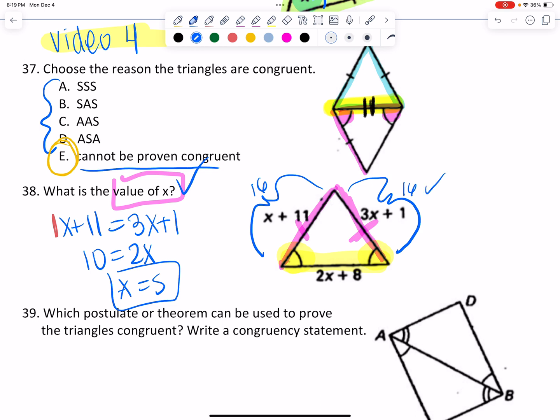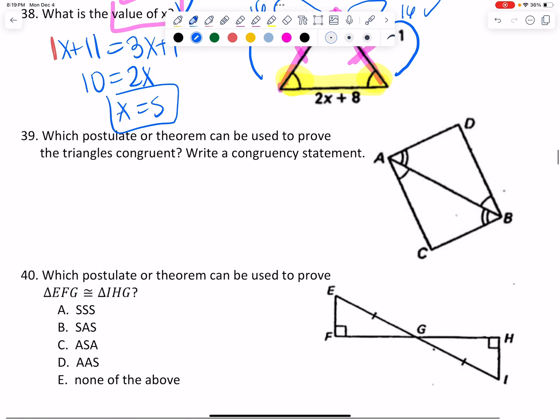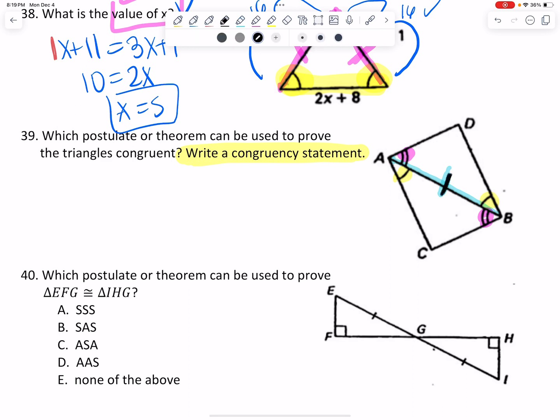Okay. Which postulate or theorem can be used to prove the triangle is congruent? Write a congruency statement, meaning you're not going to say not enough information on this because there is, in fact, a congruency statement. And so, again, I've got an angle marked the same as an angle in a triangle and another set of angles as well. AA is not one of my shortcuts. However, this overlapping side in the middle by the reflexive property allows me to add a side. And so this becomes the angle, side, angle shortcut where the side is included in the middle. It's sandwiched in between that pink and that yellow angle.